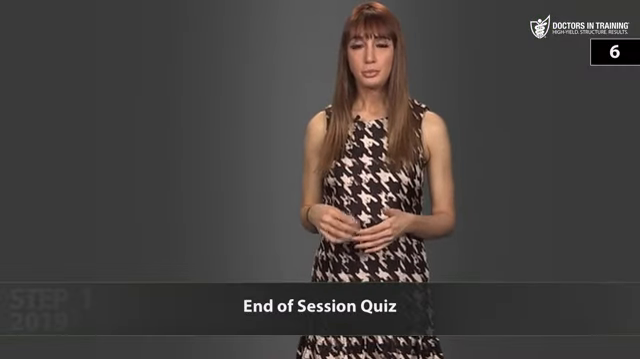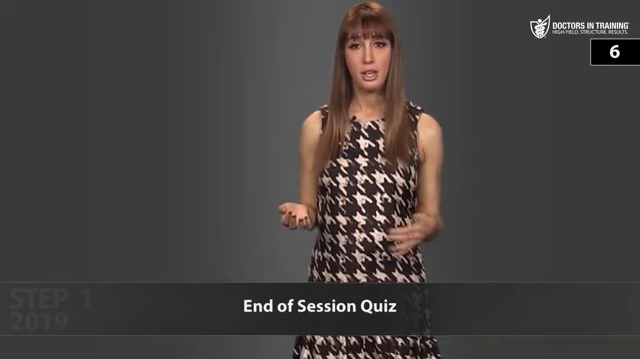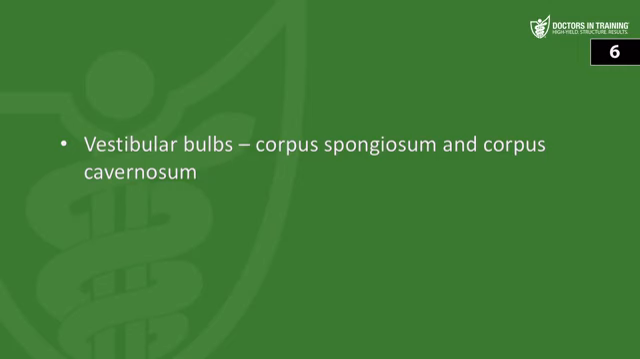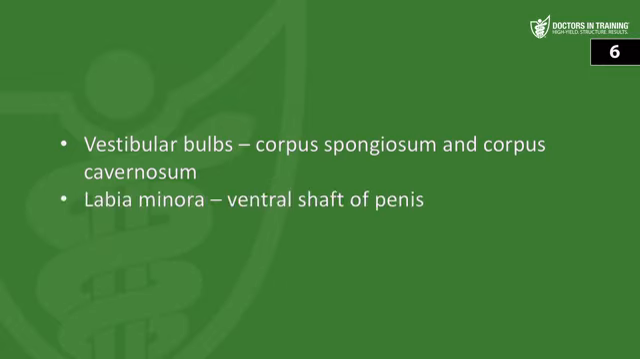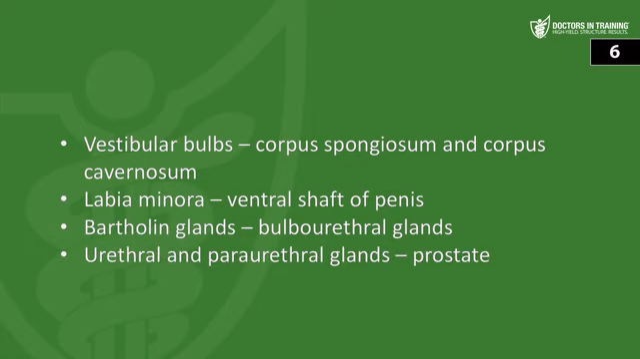Next, what is the male homolog to each of the following female structures? Vestibular bulbs. The male homologs are the corpus spongiosum and the corpus cavernosum. Labia minora, the homolog is the ventral shaft of the penis. Bartholin glands are homologous to the bulbourethral glands. Urethral and paraurethral glands are homologous to the prostate.